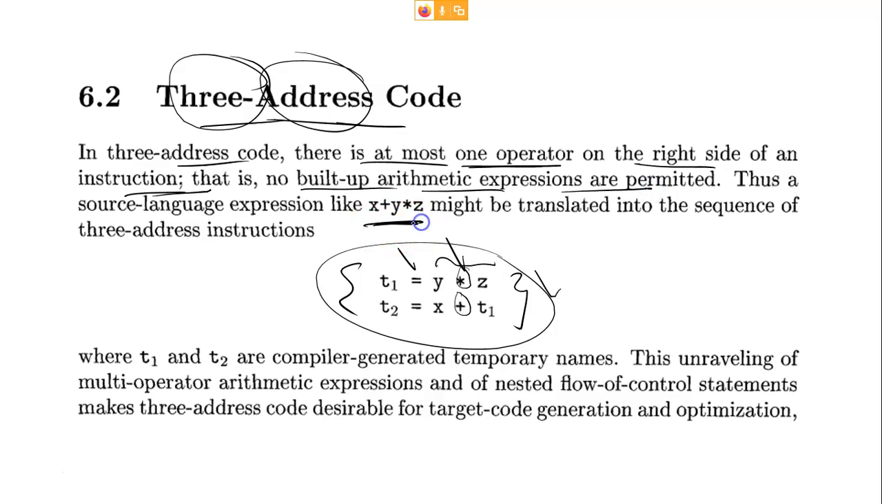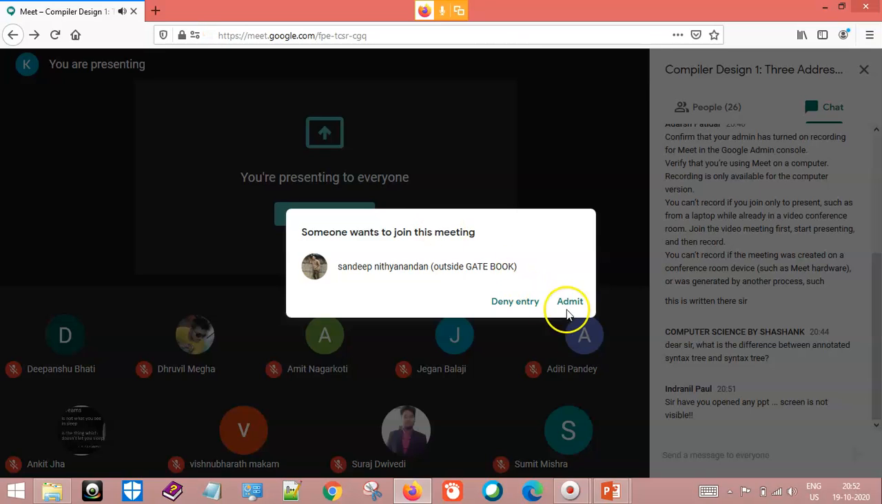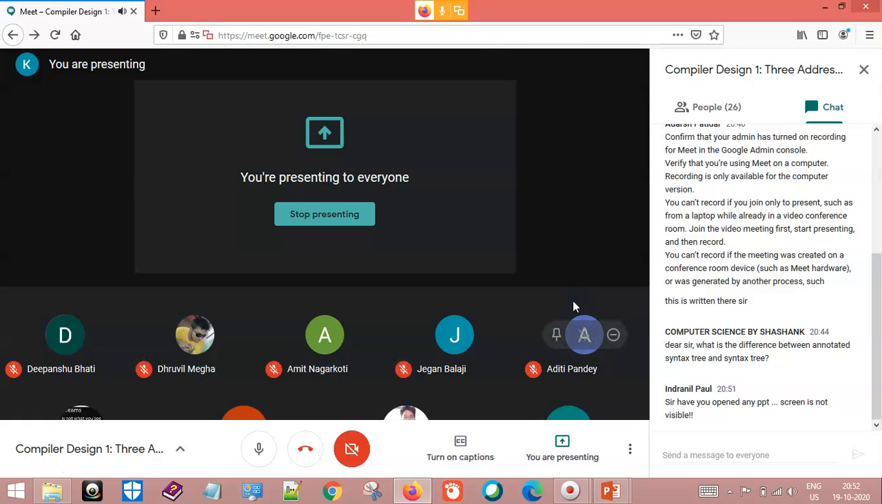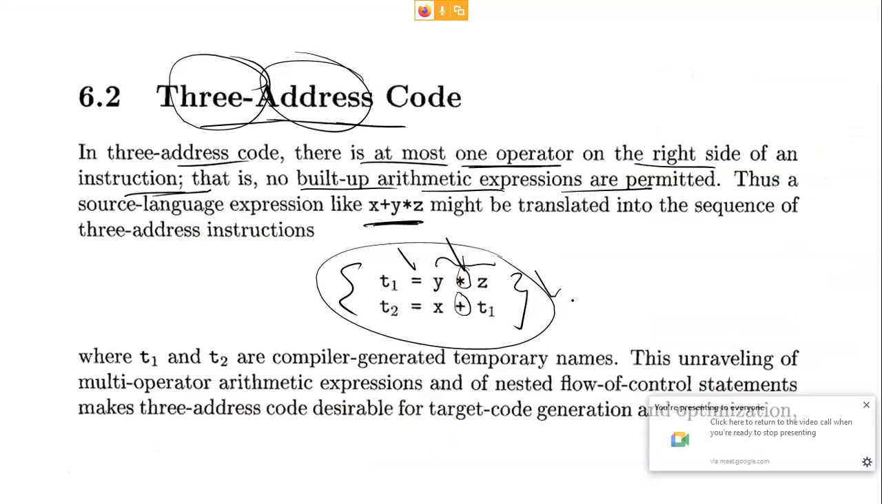For example, this type of expression is not permitted, x plus y into z, because we don't know what to evaluate first. So that's why 3 address code is a better way, because we do not allow this type of expressions. So this is the definition of 3 address codes.